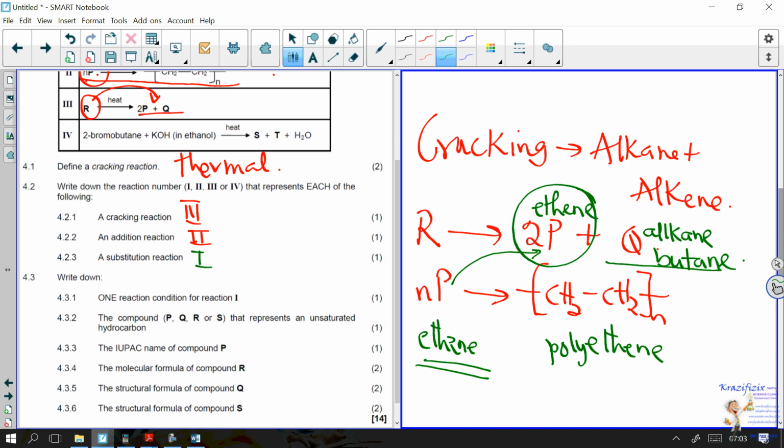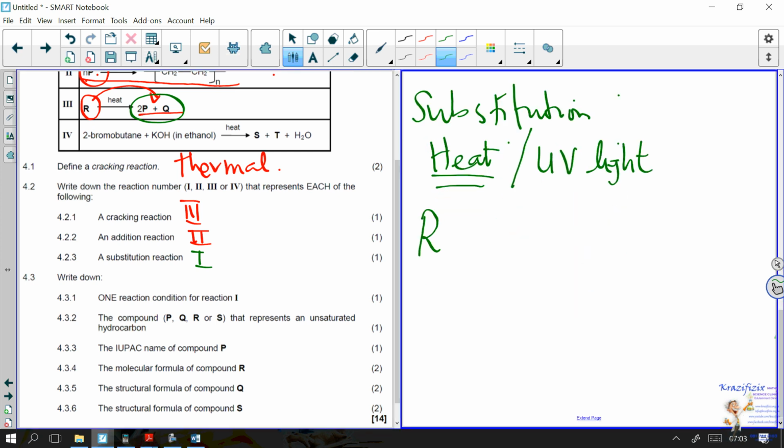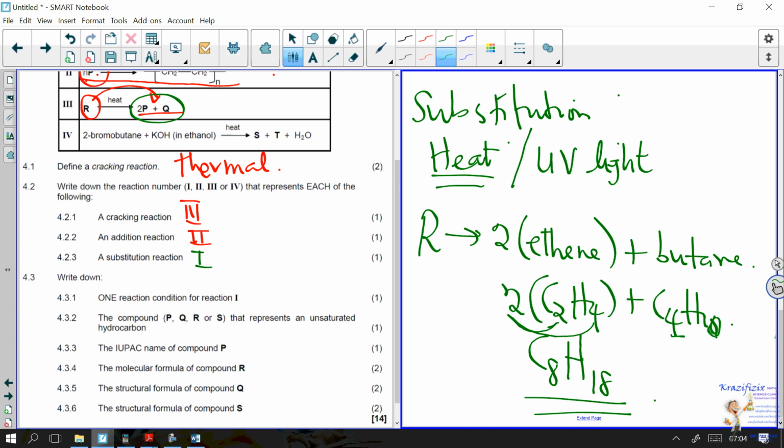The molecular formula of R. Okay, now let's go check. R is 2P plus Q. What is my P? 2 ethene plus Q, butane. What do I have? 2C2H4 plus C4H10. So how many carbon atoms? 4 here, plus another 4, 8. 8 hydrogen atoms plus another 10, so I'm going to have 18. And that's my correct answer.